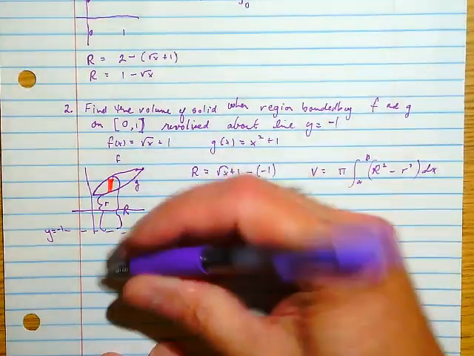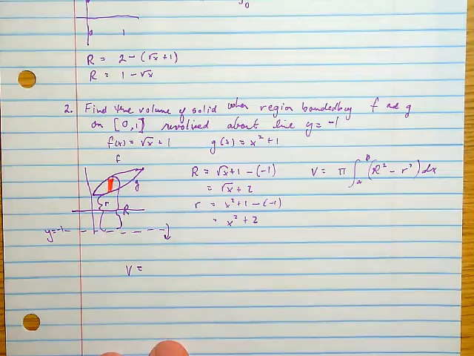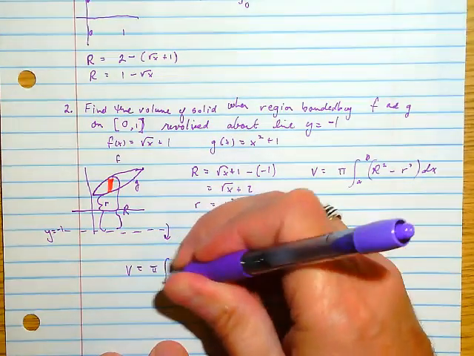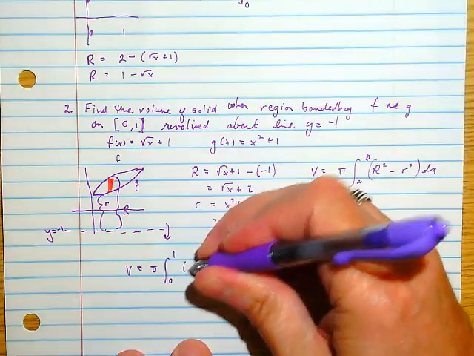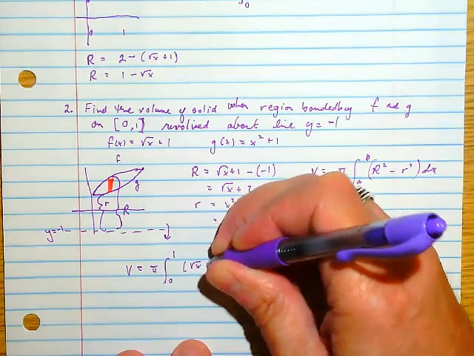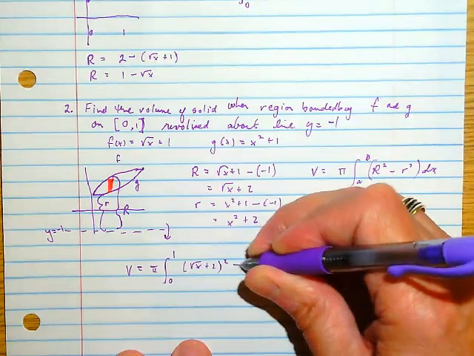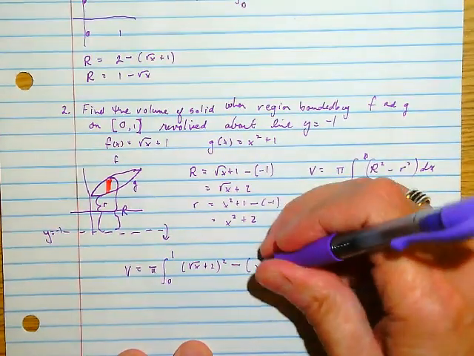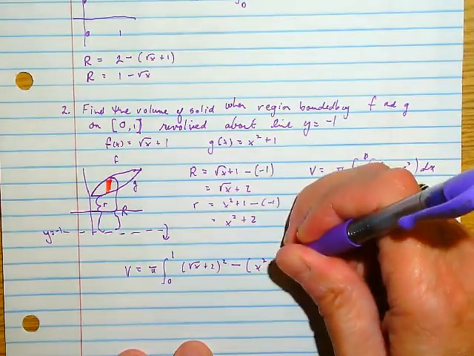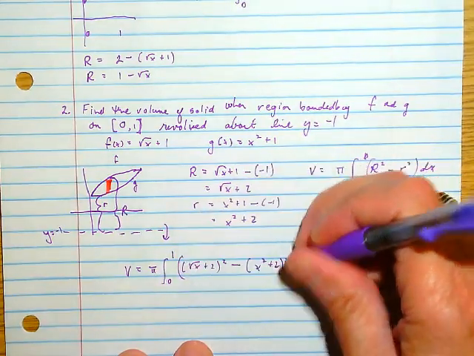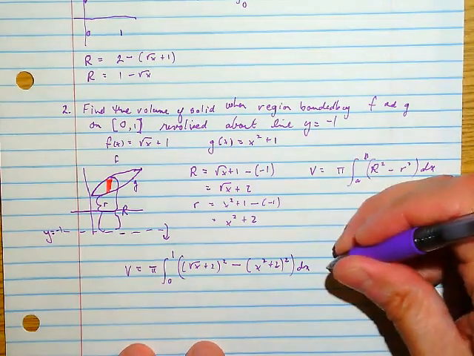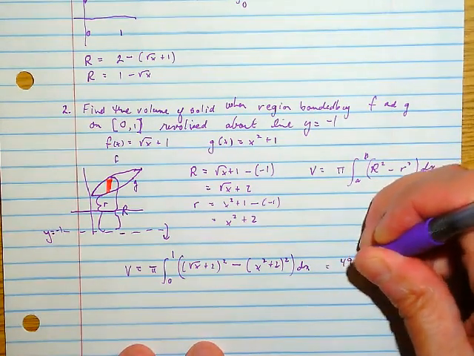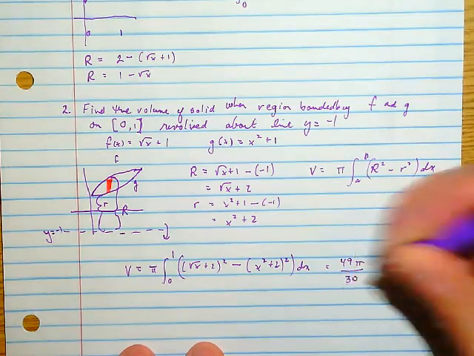All right, well, let's set up our problem. Volume equals pi integral from 0 to 1, big R squared. So I'm just going to write it in. Square root of x plus 2 squared minus little r squared, x squared plus 2, all of that squared. All that is a dx. And clearly I'm going to want a calculator for that. I think everybody would agree with that. So that's going to be equal to 49 pi over 30. So that's a lovely answer.